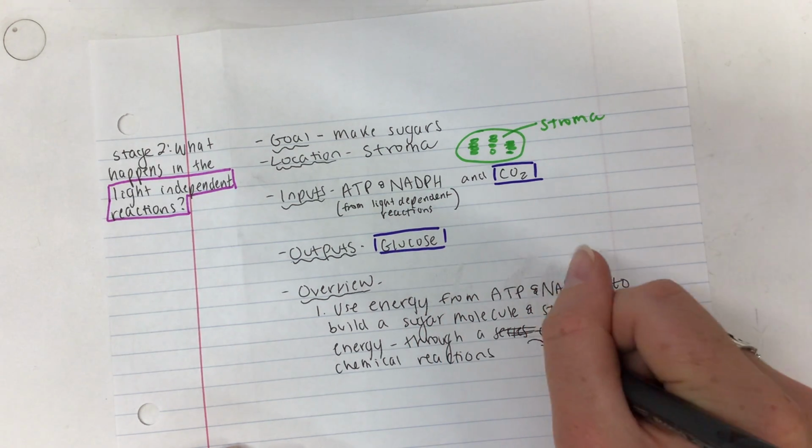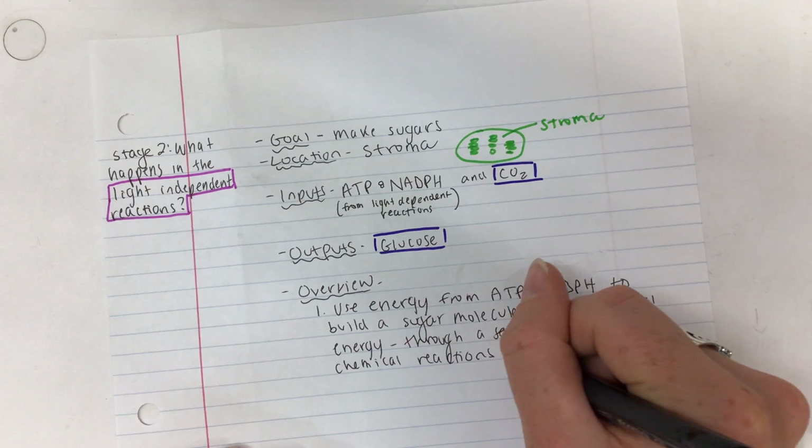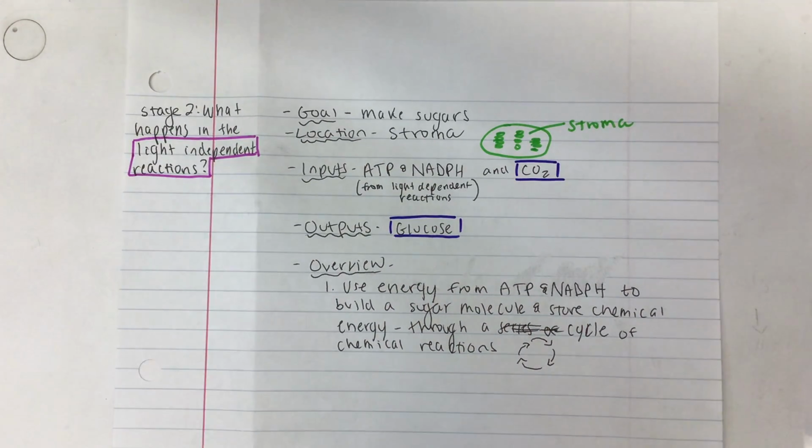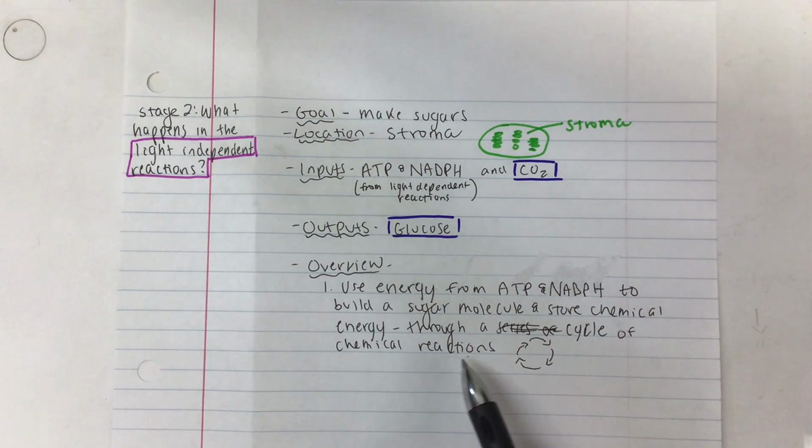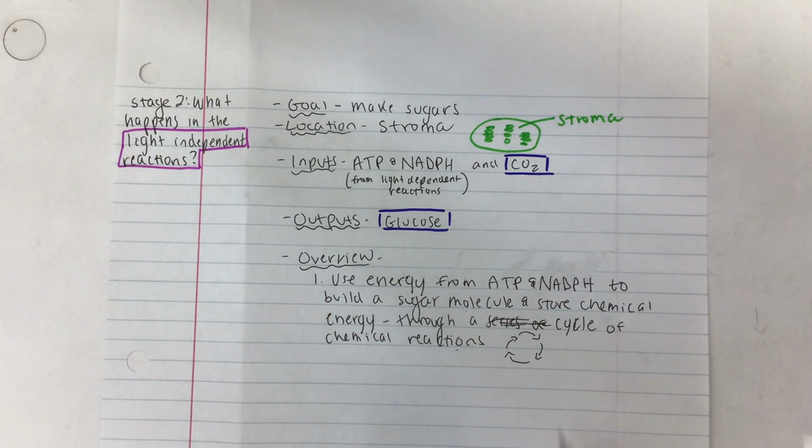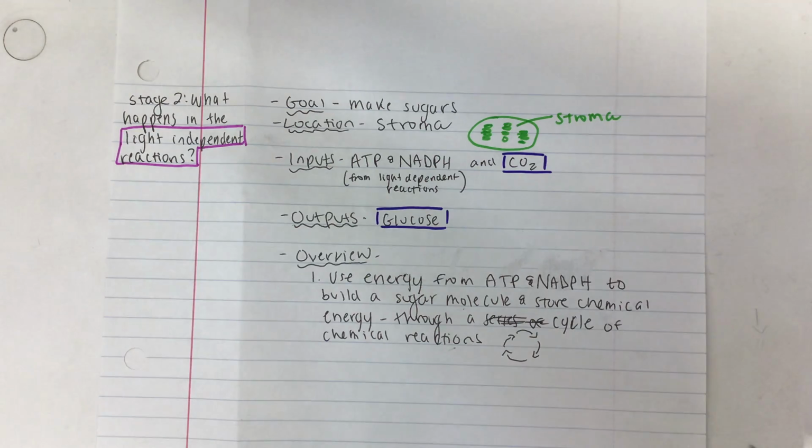So I'm just going to draw a little circle with arrows to show it's a cycle, okay? We're going to use that energy from the light-dependent reactions, and we are going to build a sugar molecule to store that chemical energy. But how this happens, how this is stored, is the CO2 is going to come in, it's going to be rearranged, the carbons, the oxygens, in a bunch of different steps with a bunch of help from ATP and NADPH and a bunch of enzymes, just these little proteins that do work in our body.